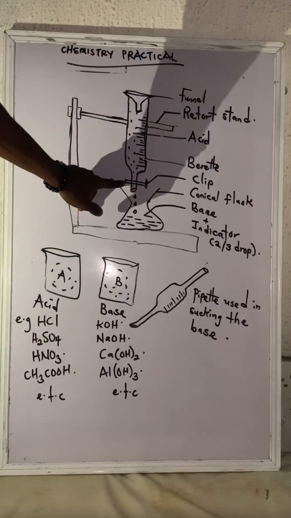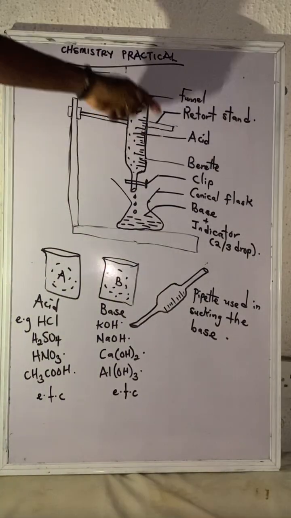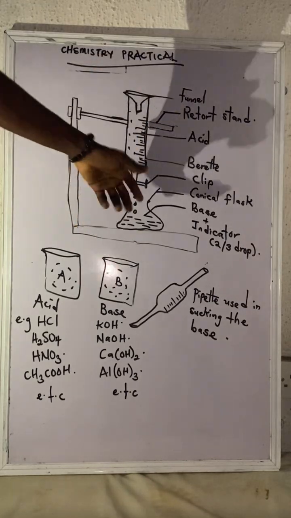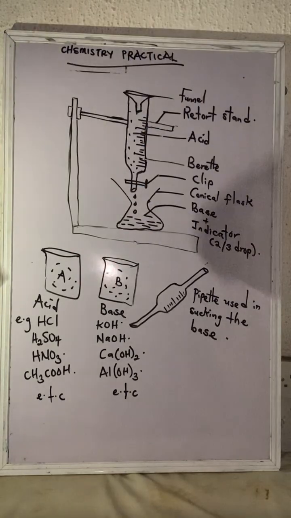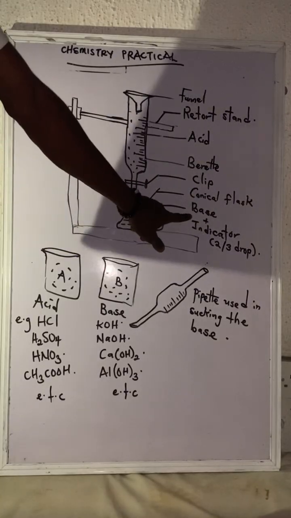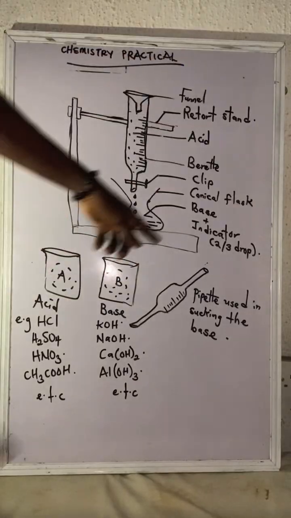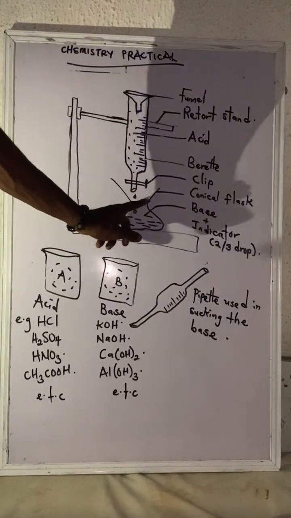And the burette also has a clip, or sometimes you call it a tap, and you use it in opening and closing. You close it so that the acid does not drop, and you open it anytime you want the acid to enter into the conical flask. You can see the conical flask. Inside this conical flask, in this setup, there will be a base and an indicator. And for the indicator, you have to make sure you only put 2 or 3 drops inside this conical flask.